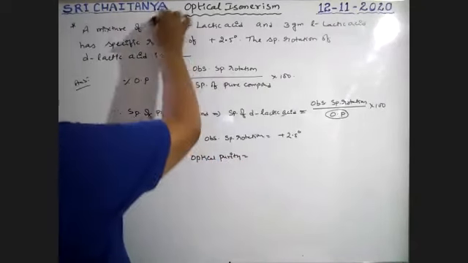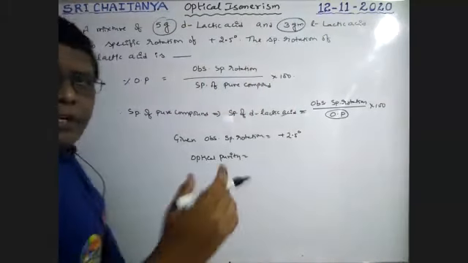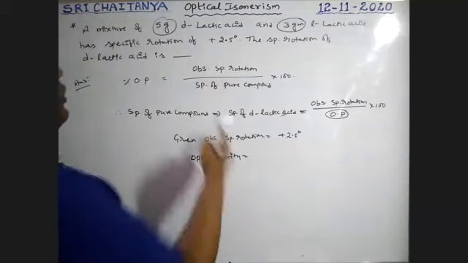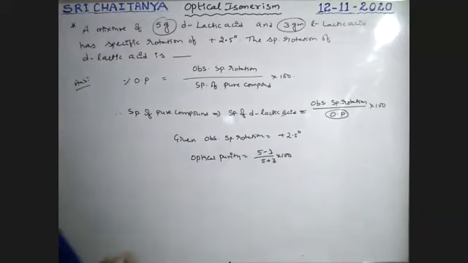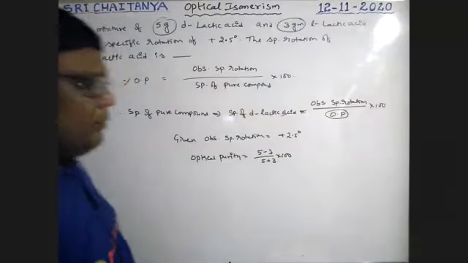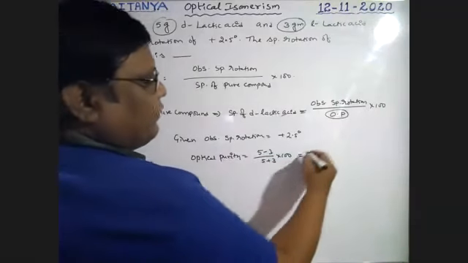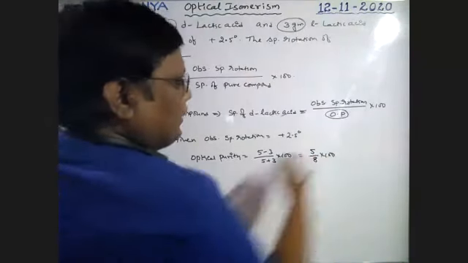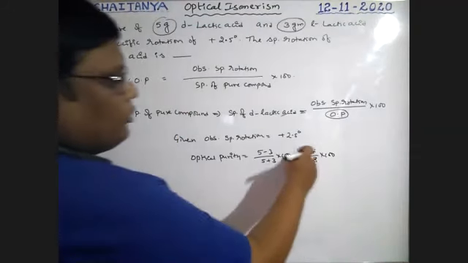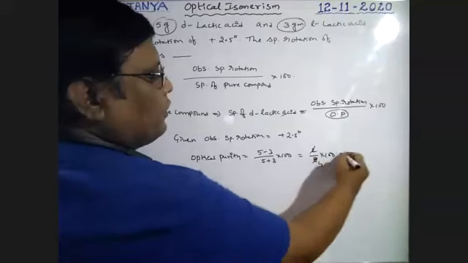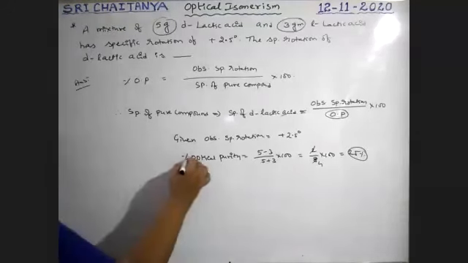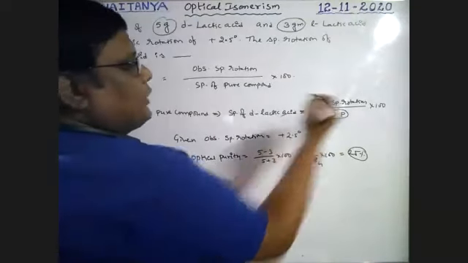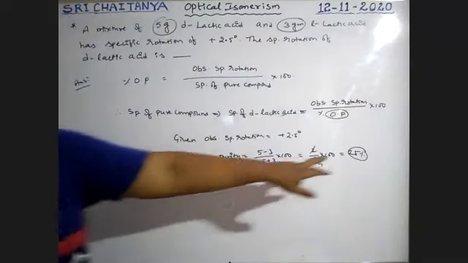So boys, weights are given to you. If weights are given, how to get it? See here. Optical purity is the excess: 5 minus 3 by 5 plus 3, into 100. That is 2 by 8, which is 25%. So the percentage optical purity is equal to 25%.